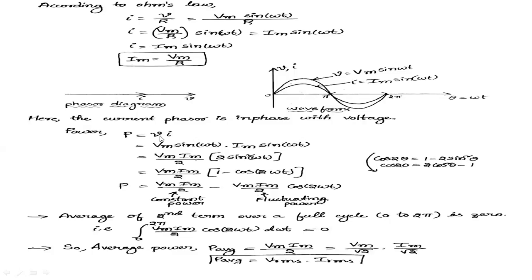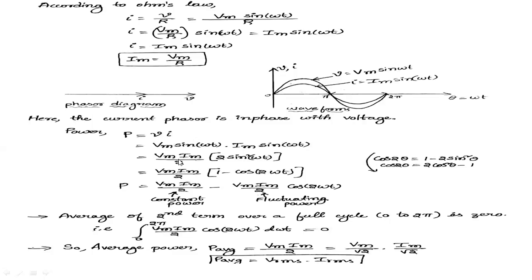V equals small v, the instantaneous voltage. It is going to vary from instant to instant. Instantaneous voltage V equals Vm sin omega t, and instantaneous current I equals Im sin omega t.